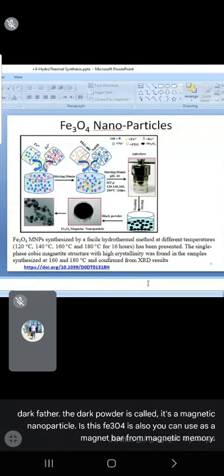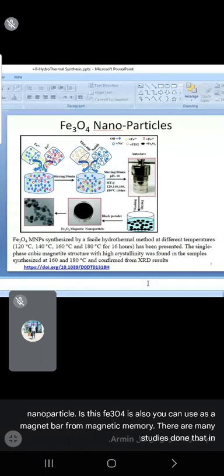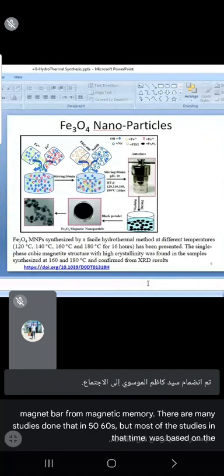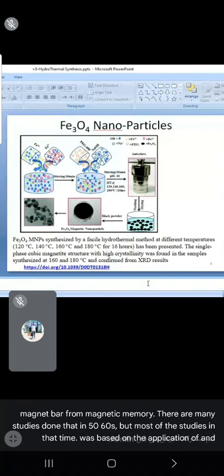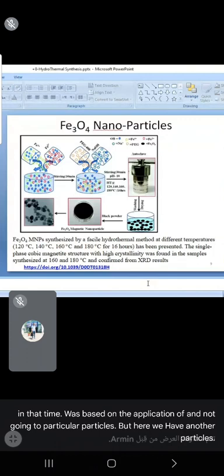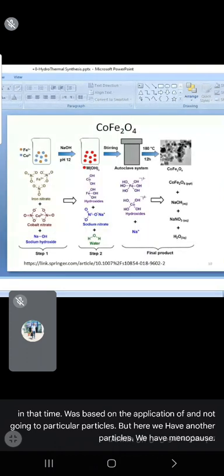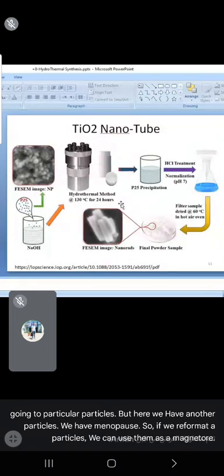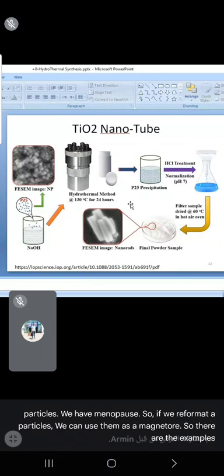There are many studies done on that in the 50s, 60s, but most of the studies at that time were based on the application of not nanoparticles, but particles. But here we have nanoparticles. If we form nanoparticles, we can use them as a magnet bar. So the examples are a lot.